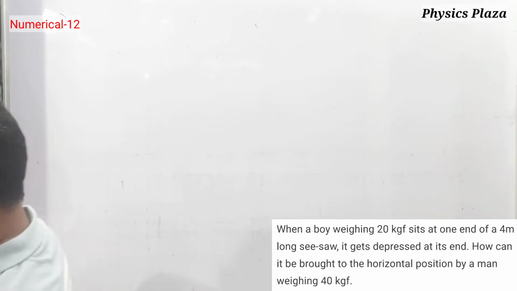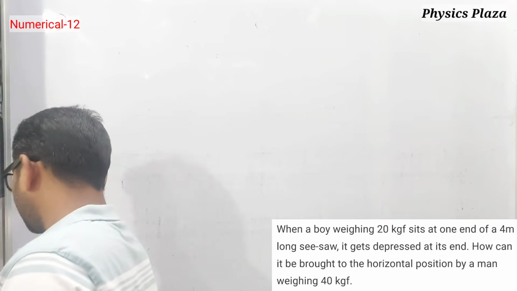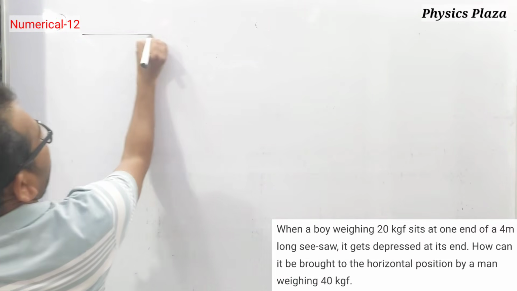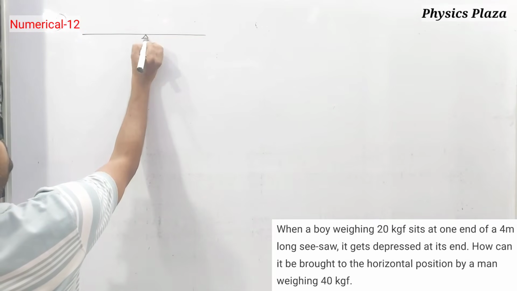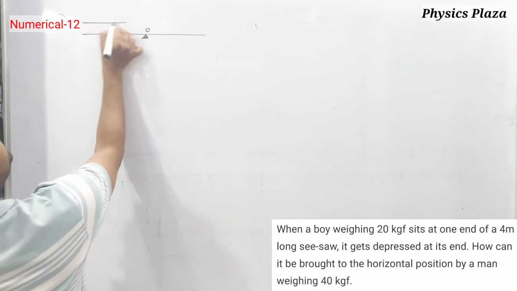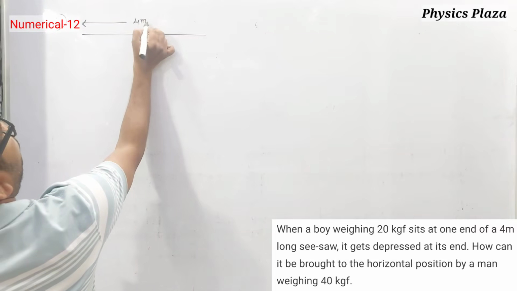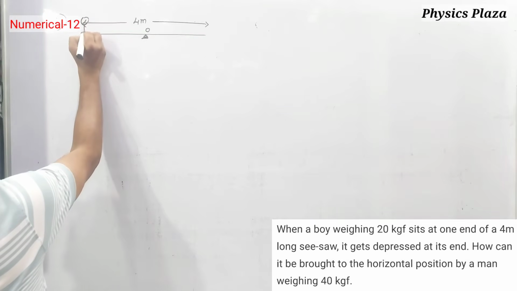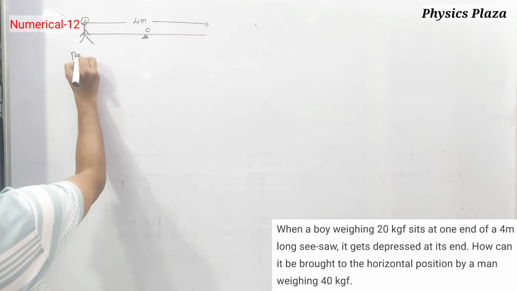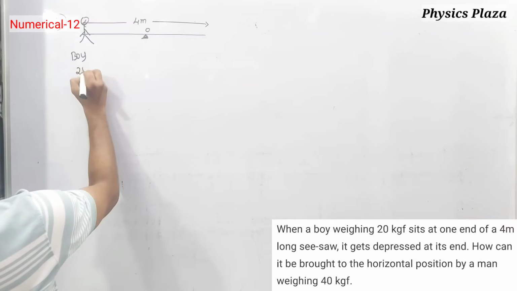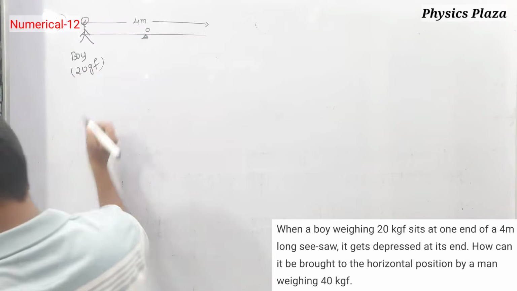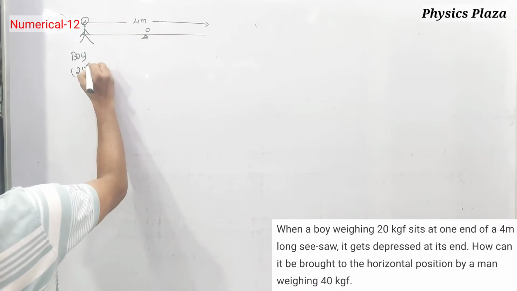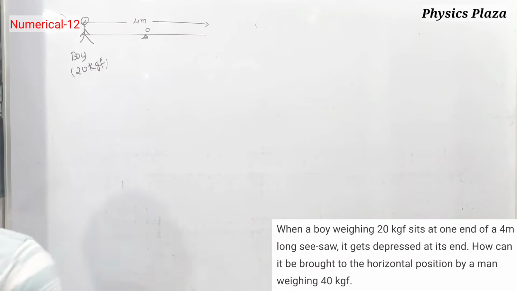Numerical 12. Is it numerical 12 or 11? Let me check once. Yes, it's numerical 12, children. So, let us say it is a seesaw. Let us say the midpoint is O. This total length is given as 4 meters, children. Now, they are saying that at one end, a boy of 20 kgf is sitting.